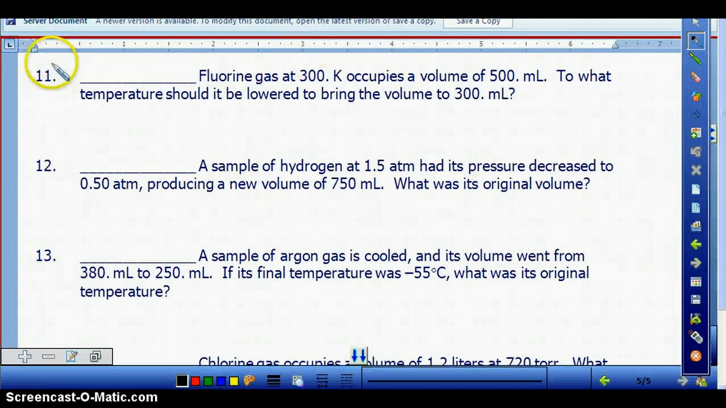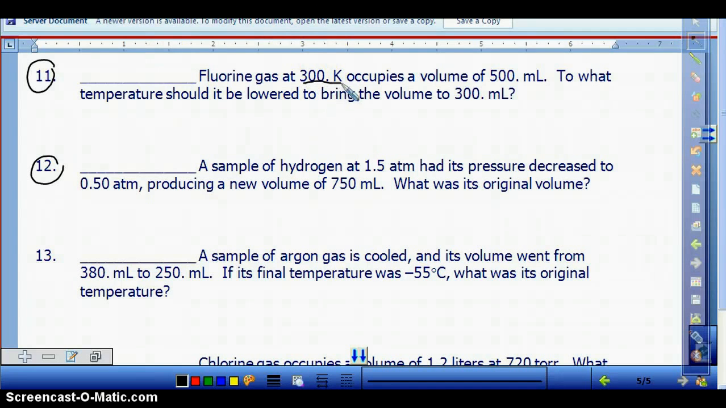Alright, we're on the back now. We're going to look at 11 and 12. And you'll notice that these are all mixed up, so you are learning now how to identify which law to use if they're not telling you. We've got 300 Kelvin. Let's go ahead and call that T1. You see that the units are what we need them to be. 500 milliliters, V1. To what temperature?